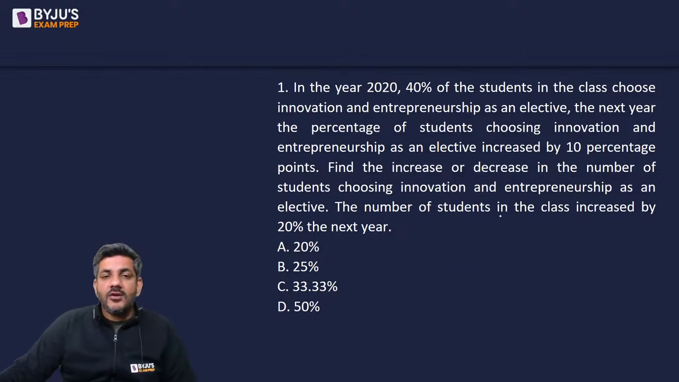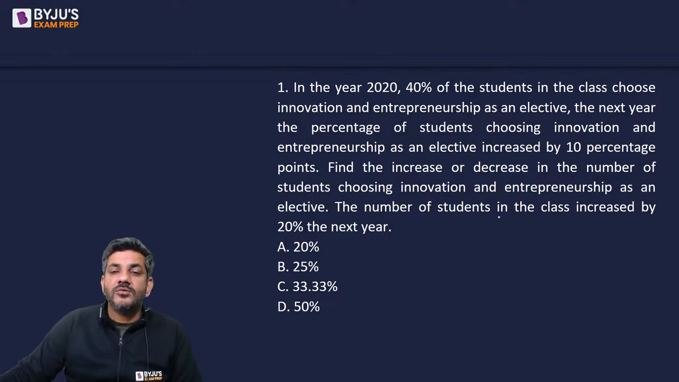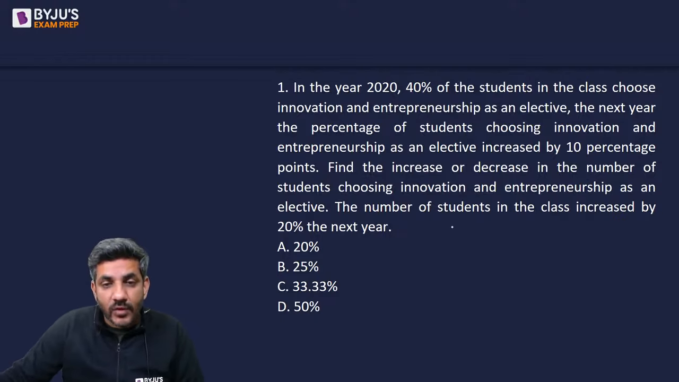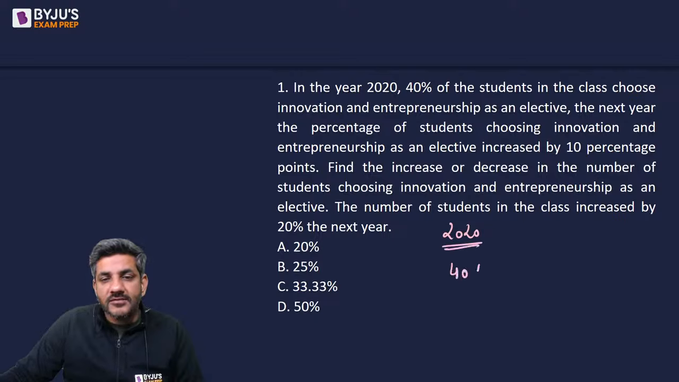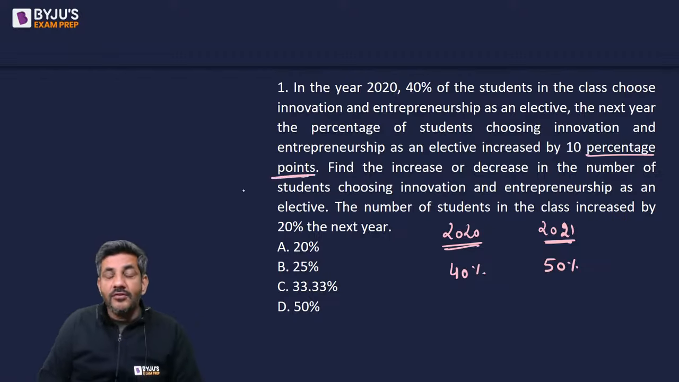In the year 2020, 40% of the students in class choose innovation and entrepreneurship as an elective. The next year, the percentage of students choosing it as an elective increased by 10 percentage points. That means if in 2020 there were 40% of the students choosing it, in 2021 they become 10% more. 10% more means 50%. Now he's saying 10 percentage points more. So therefore it is 50%.